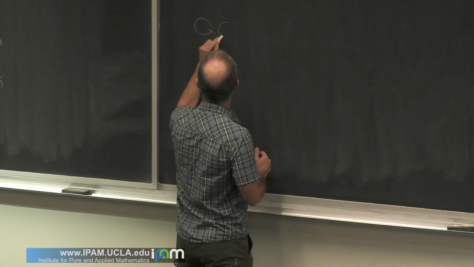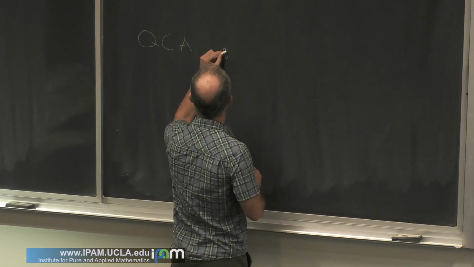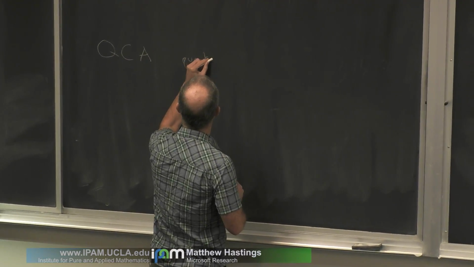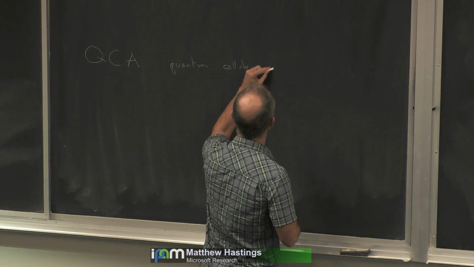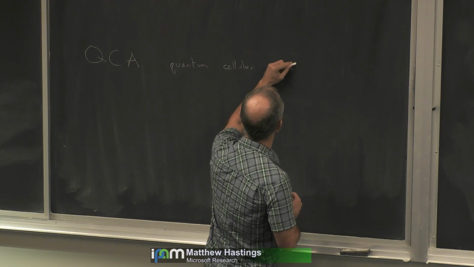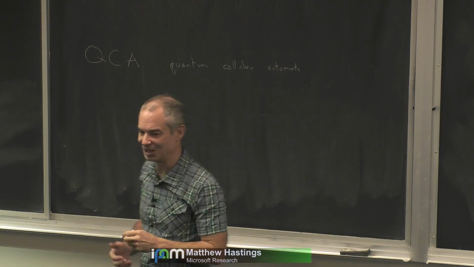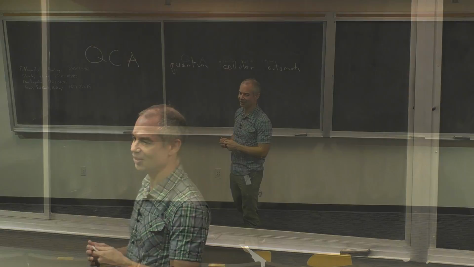So one of the main things I'm going to talk about is what's called a QCA, or quantum cellular automaton. And don't read too much into the acronym. It's just called a QCA. The words don't really mean anything too useful. So what is a QCA?